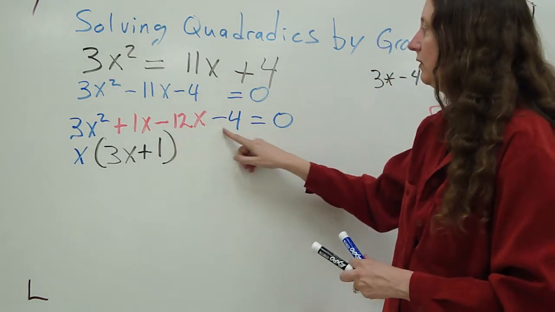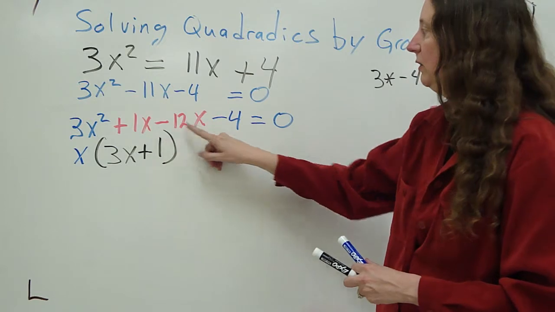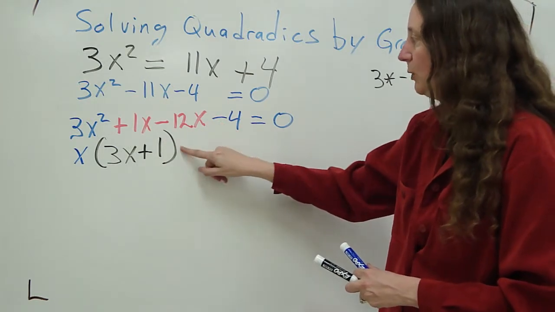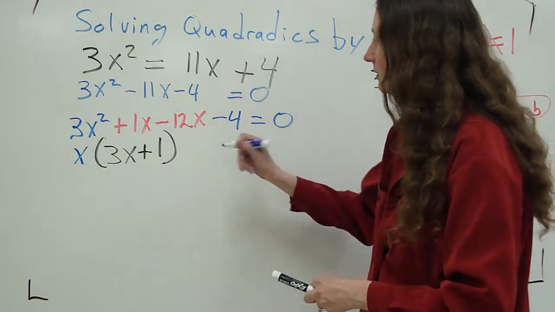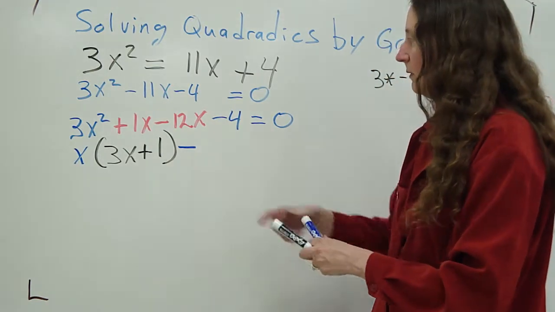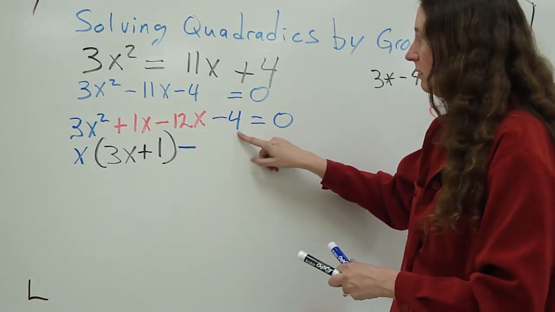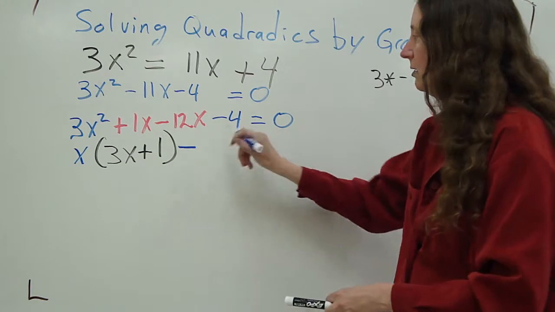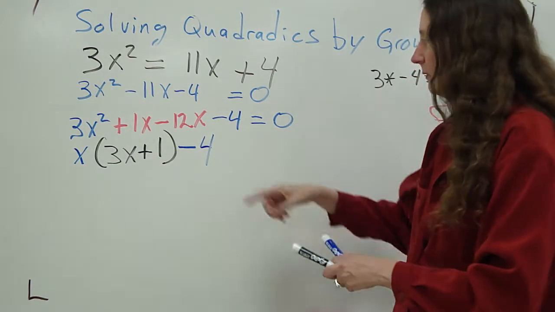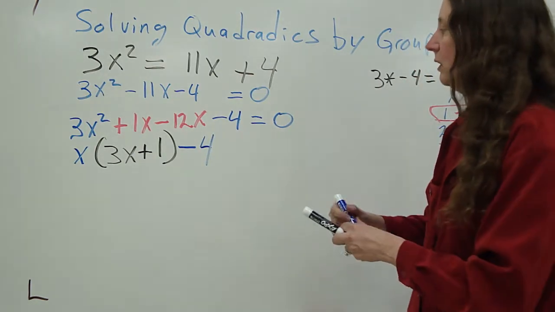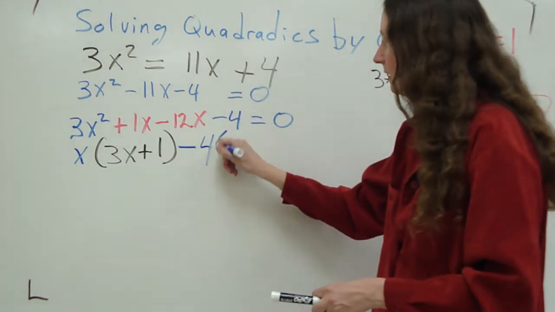I next look at this. I see I have minus and minus. I'm going to factor out a minus sign. I have a 12 and a 4. They can both be divided by 4. I have an x, no x. Okay, I'm done with my factoring out something.